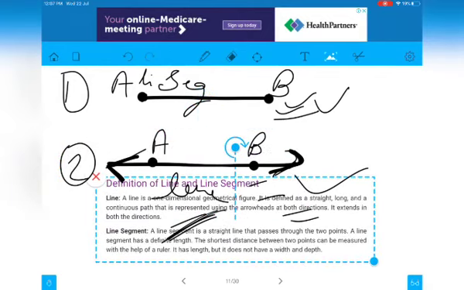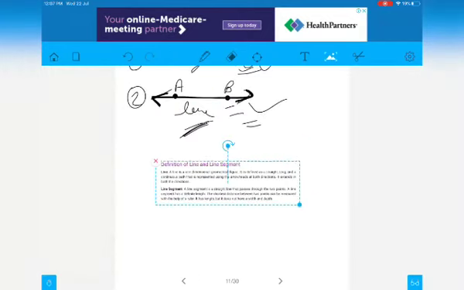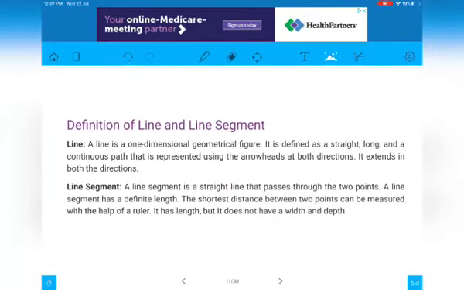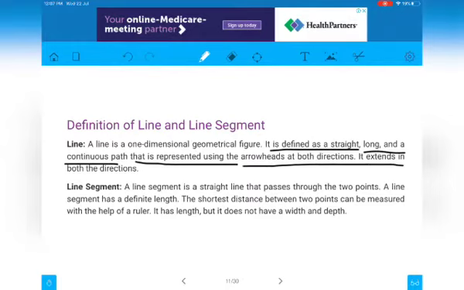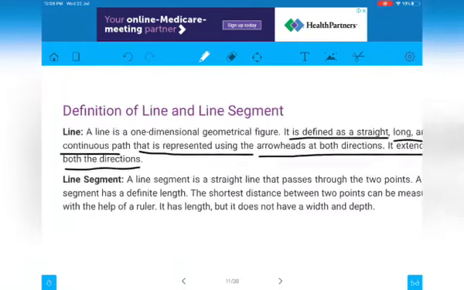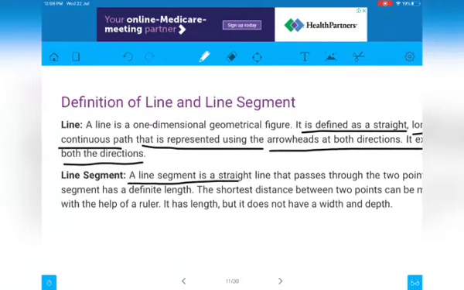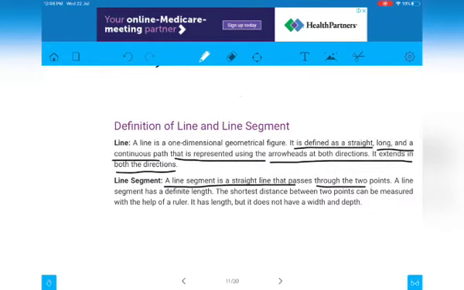You will see over here the definition of a line and line segment. A line is a one-dimensional geometrical figure. It is defined as a straight, long and continuous path that is represented using an arrowhead in both directions. It extends in both directions. So it is a line. But a line segment is a straight line that passes through 2 points. A line segment has a definite length.